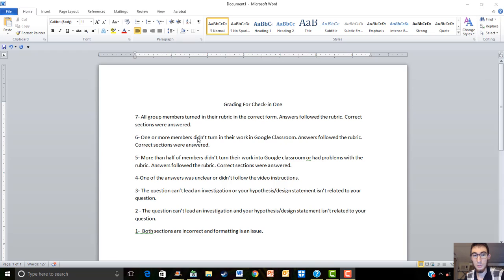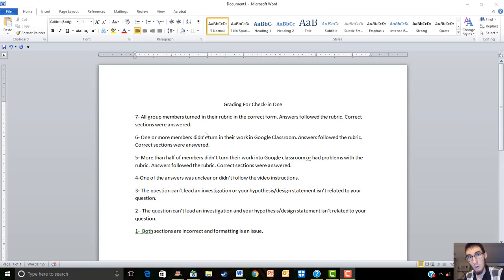So if you receive a 6, it means that the answers, your hypothesis, design statement, and questions were done correctly. But one or more of your members didn't turn in the rubric, or the rubric was not in the correct format. The reason why I'm going to give you a 6 is because you need to work together as a group. You need all of your group members on board. And I know there are a lot of students really trying to get their group together, and that's great, but you need to make sure that those other people are following through. If not, you work with me, and then we can get a plan involved to make sure that does happen.